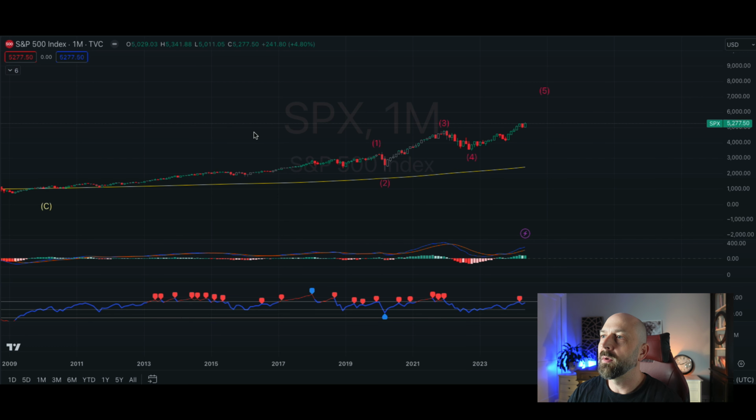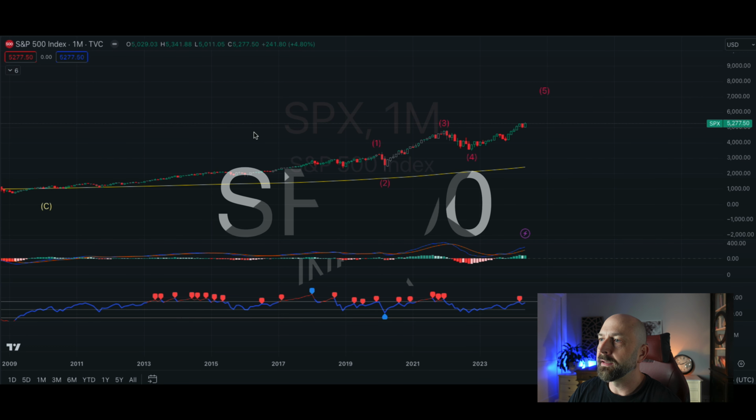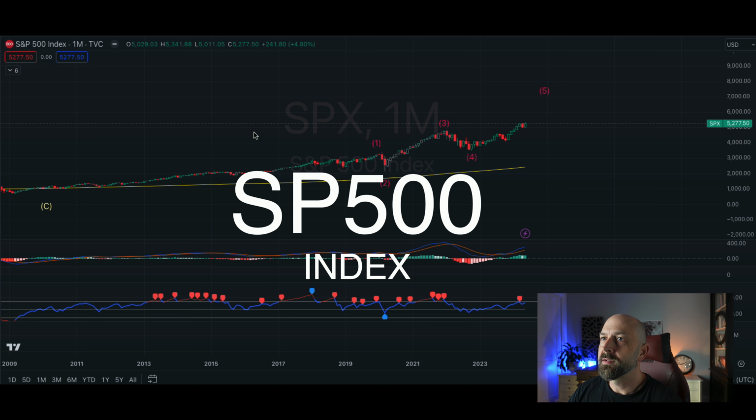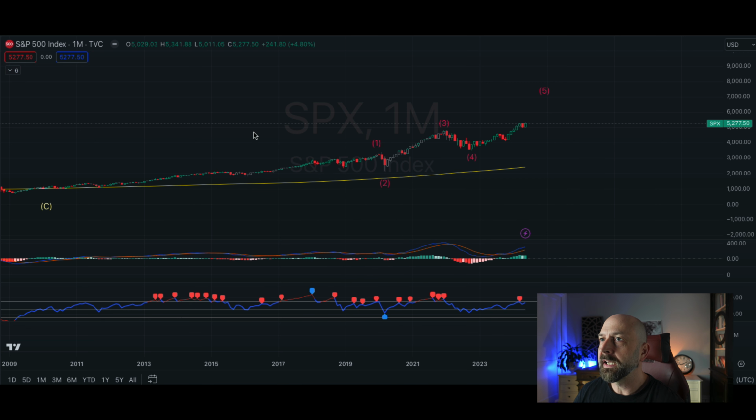So to first understand where Bitcoin's going, we need to have a look at the legacy market. What we're first going to do is have a look at the S&P 500. Then I'm going to take a look at the DXY, which is the US dollar index. And then I'm going to take a look at Bitcoin, which essentially drives the entire cryptocurrency market. So you can see the S&P 500 index is at 5277.50 as of today.